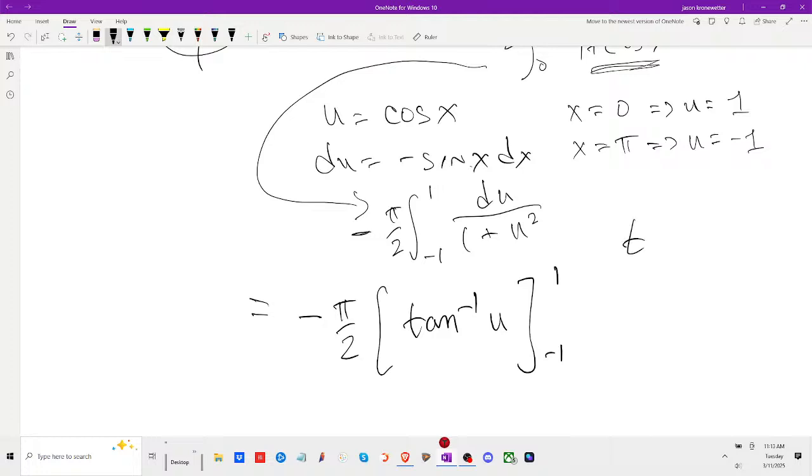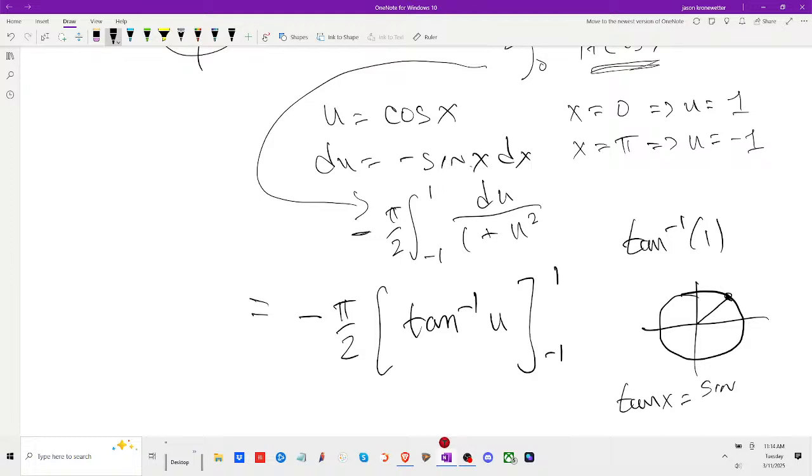Okay, so what is inverse tangent of 1? That is the place where tangent is equal to 1. When you do inverse tangent, you get out the angle. So the angle where tangent is 1, tangent is sine over cosine. So if it's going to be 1, it's where sine and cosine are equal. Sine and cosine are equal at pi over 4. So tangent inverse of 1 is pi over 4.